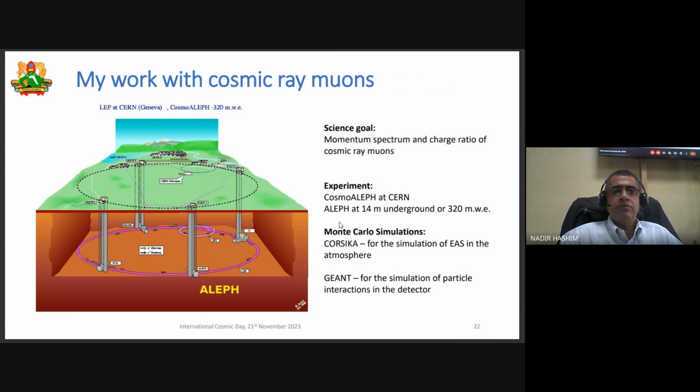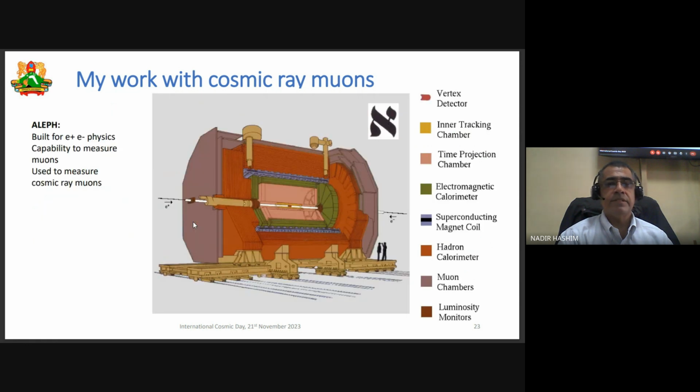So the science goal for my work was the measurement of the momentum spectrum and charge ratio of cosmic ray muons. As I said, we used Aleph. It was located 140 meters underground, which corresponds to 320 meters water equivalent. We also did some Monte Carlo simulations of extensive air showers using CORSIKA and the propagation through the overburden, and the detector was simulated using the GEANT simulation package.